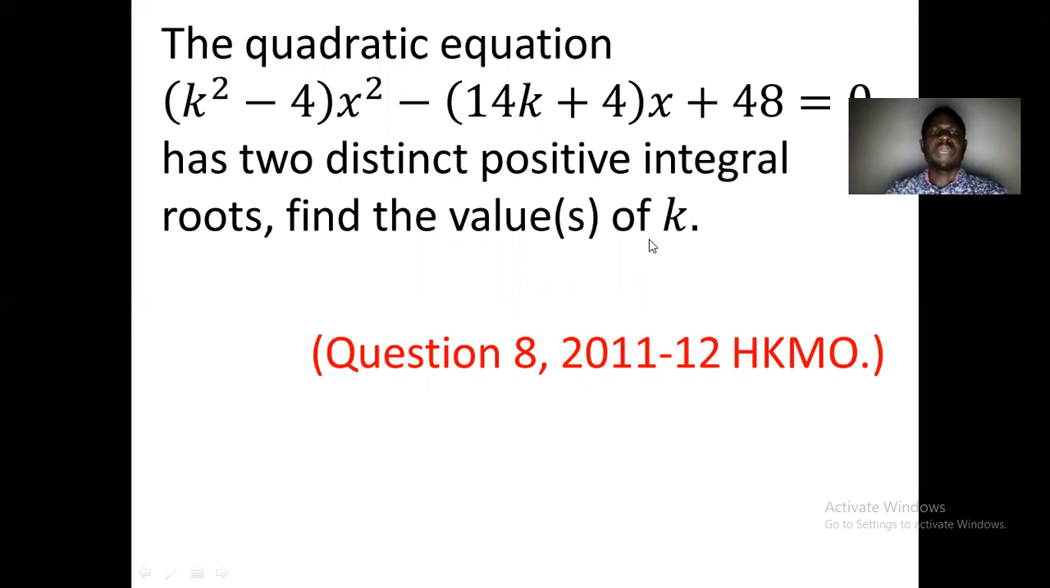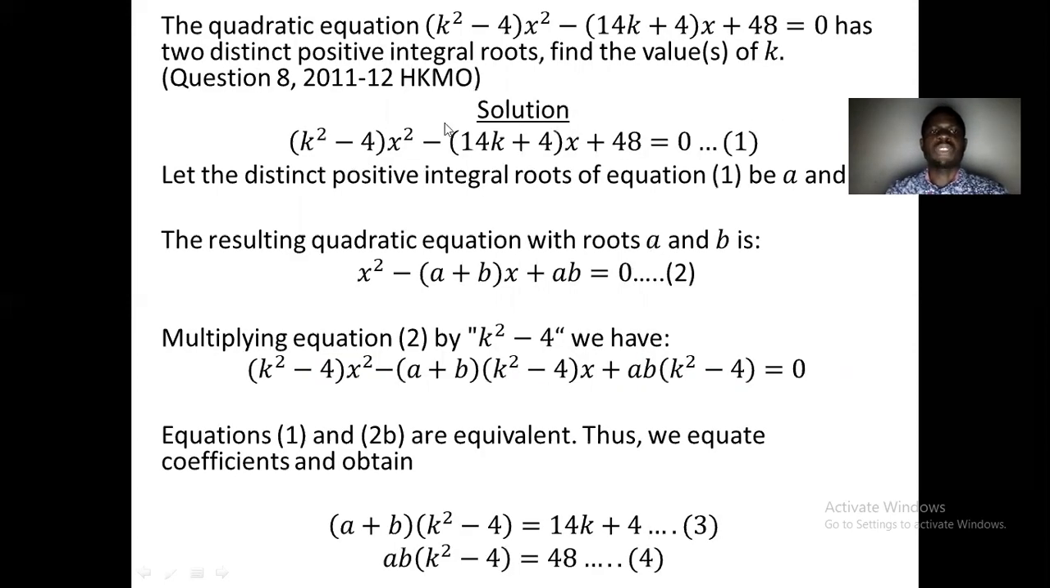All right, so quickly, what are we told? We are told that this equation has two distinct positive integral roots. We call our original equation equation 1, and we say let the distinct positive integral roots of equation 1 be a and b. Now, we know that if a and b are the roots of an equation, the resulting equation will be x^2 - (a + b)x + ab = 0. So we call that equation 2.